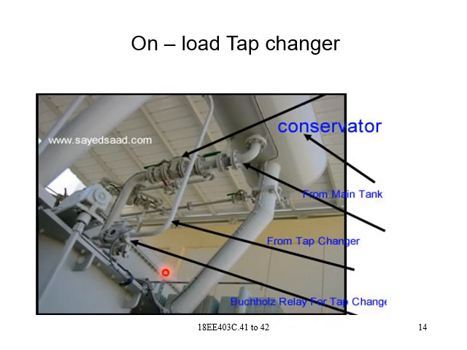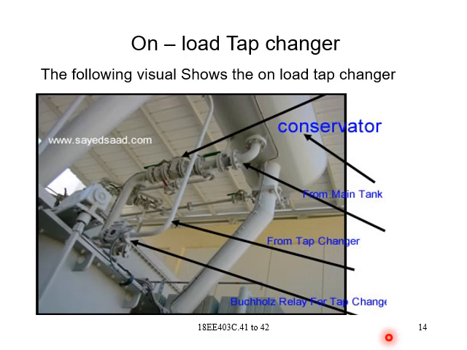We all know that the Buchholz relay is used to detect the internal faults generated in the transformer. So this figure shows the on-load tap changer.